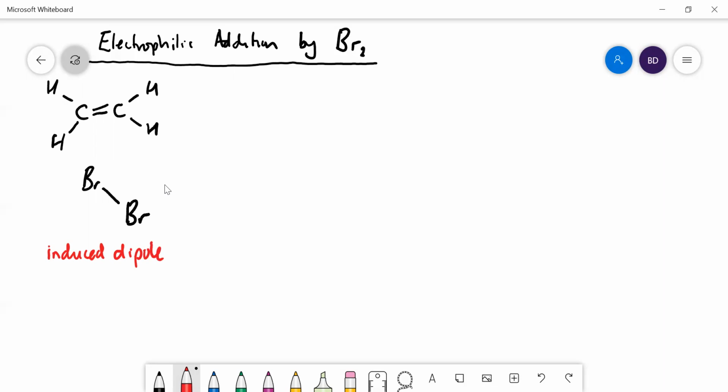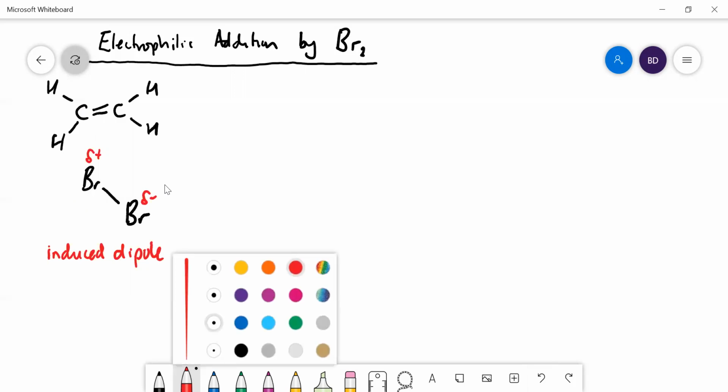So what happens is this end of the bromine will become delta positive, and that end will become delta negative, because you've got a load of high electron density there. So what's that going to do to the electrons in the bromine molecule? It's going to push them all down this end, and it's going to create an induced dipole. So that's why this will react, and then the reaction is exactly the same as we've done with the HBr.